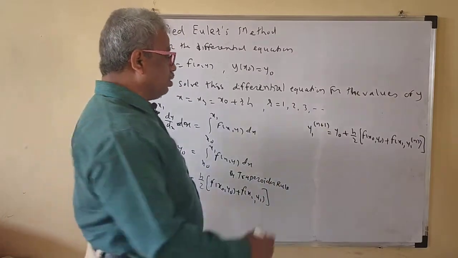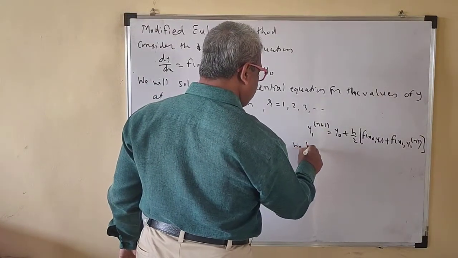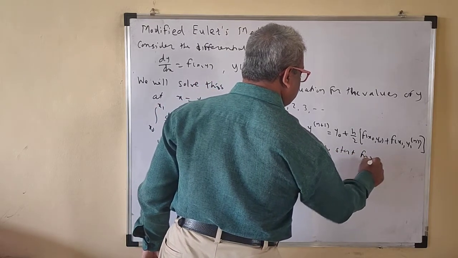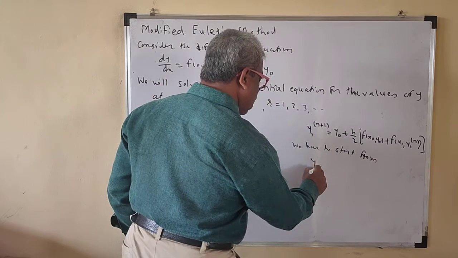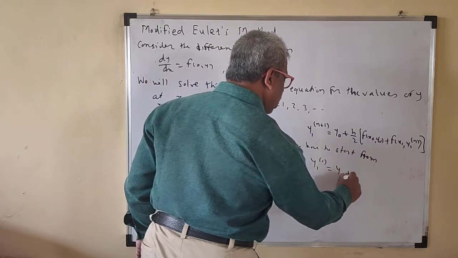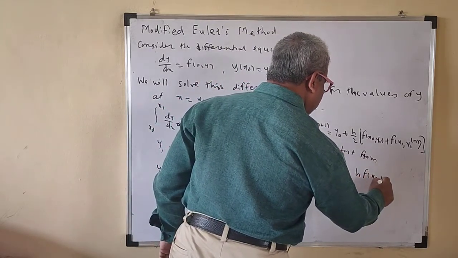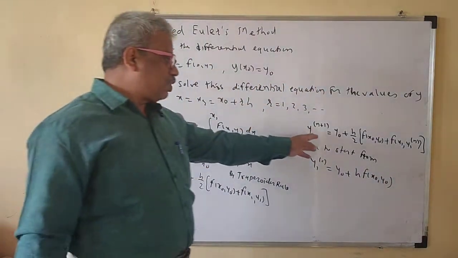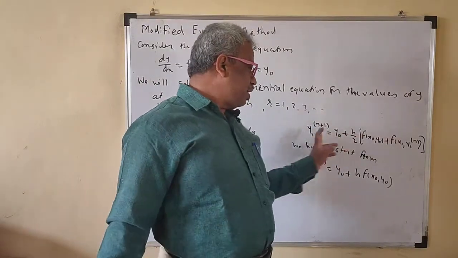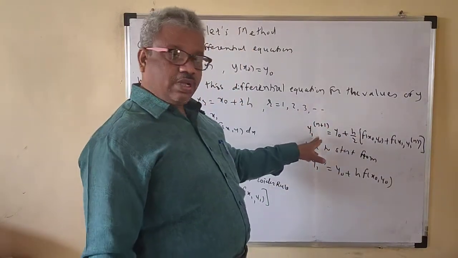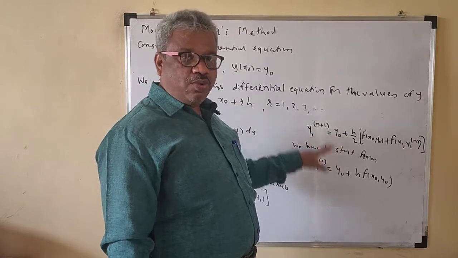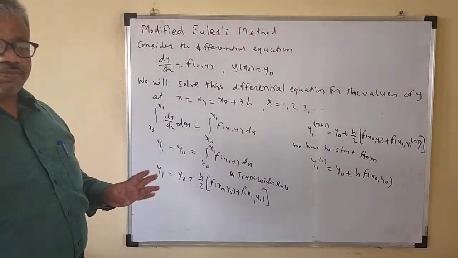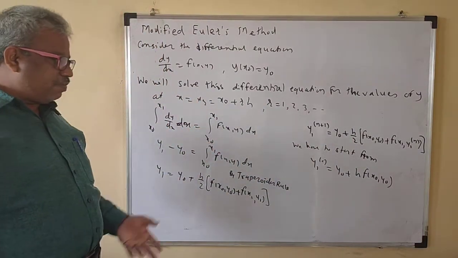So we have to do the iteration. We have to start from y1 of 0 is equal to y naught plus h f of x naught, y naught. We start from this y1 of 0, then we put n equal to 0 and we get y1 of 1. For the first value of y, we have to do the iteration up to 4 decimal places. So find y1, then you can find y2.